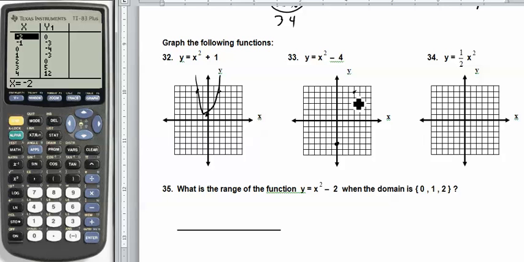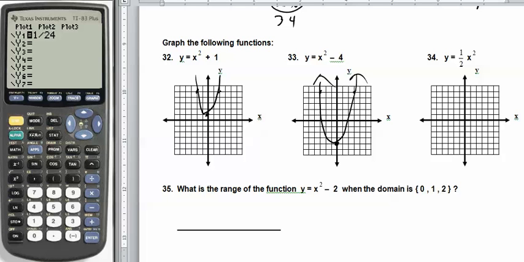And there's going to be another one right on the other side of the line of symmetry where the vertex is. 1, 2, 3, so 3 on the other side. And we can draw a pretty good parabola. Alright, so same thing on this one.